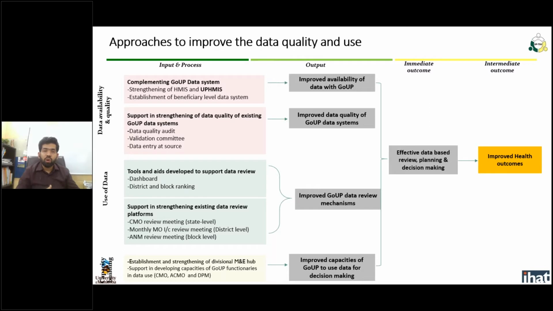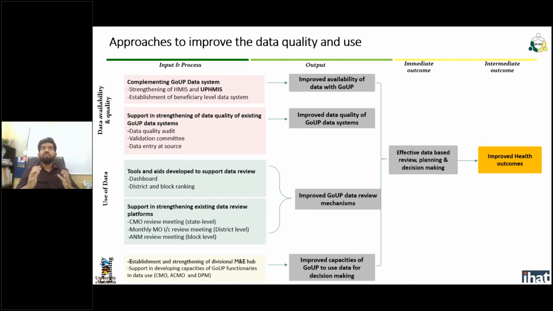Like data quality audit, validation committee meetings, and data entry at source. Similarly, for the tools and review mechanism, the dashboard came, along with how to make a uniform process for review meetings. So these interventions and guidelines came up. For capacity building, there are different training packages, and the establishment of the dedicated divisional M&E hub remained the key intervention, with the help of which we would be able to improve data quality and data use in the state.